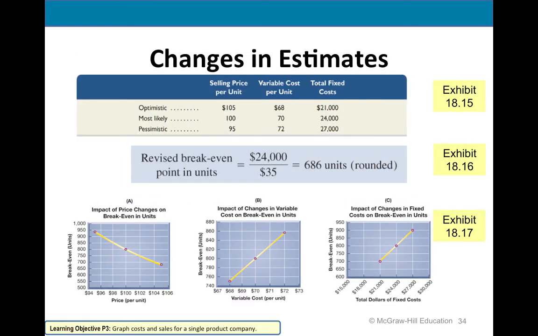And change an estimate. Sometimes you might say, well, what's my revised break-even point in units? Again, a lot of times you're going to round because you can't have, let's say, 0.2 or 0.5 of a unit. You just round it up or down.